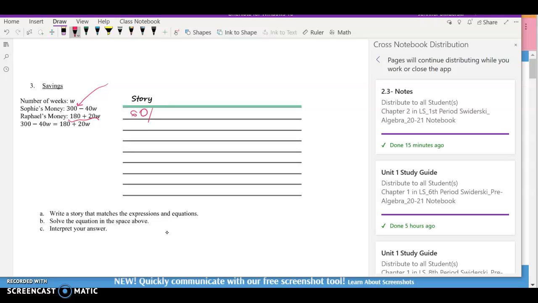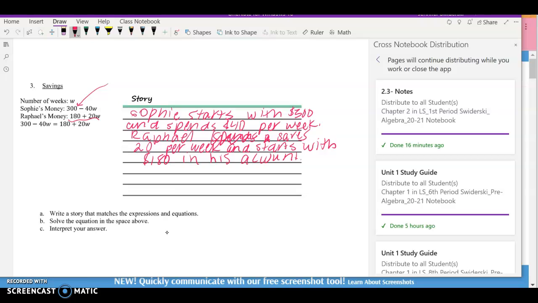So we've got Sophie starts with $300 in her account and spends $40 per week. Raphael spends, or sorry, saves. How do we know he saves? Because that plus sign. He saves $20 per week and starts with 180 in his account. After how many weeks will they have the same amount?